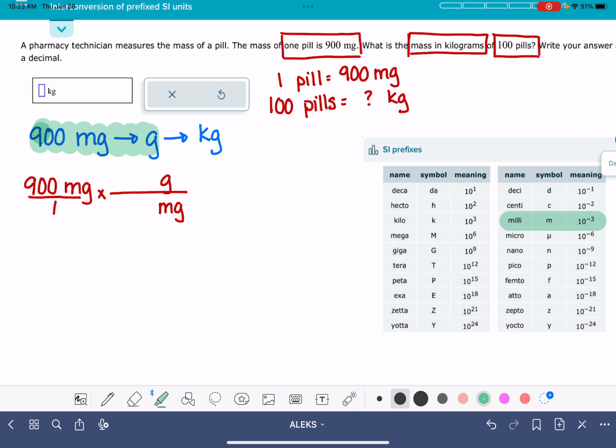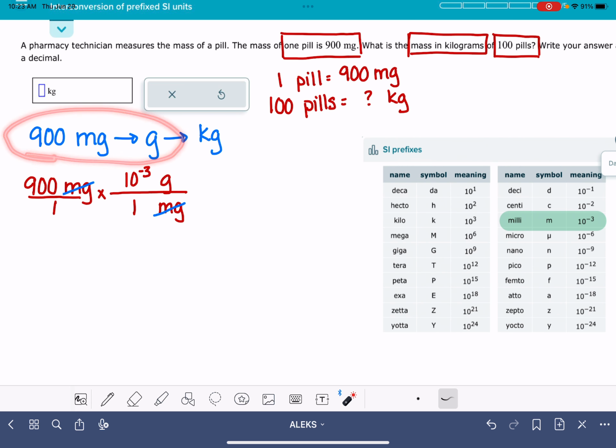Right now we're dealing with the milli prefix, and we can see from this table that milli represents 10 to the minus 3. So the way that we fill that in here is that 1 milli of anything, it doesn't matter what it is, is equal to 10 to the minus 3. 1 milligram is equal to 10 to the minus 3 grams. Now, because I have it set up this way, as you can see, mathematically, the milligram units cancel, which is exactly what we want because we're trying to convert into grams. So we have successfully finished this step of the conversion process. And now we want to focus on this step right here.